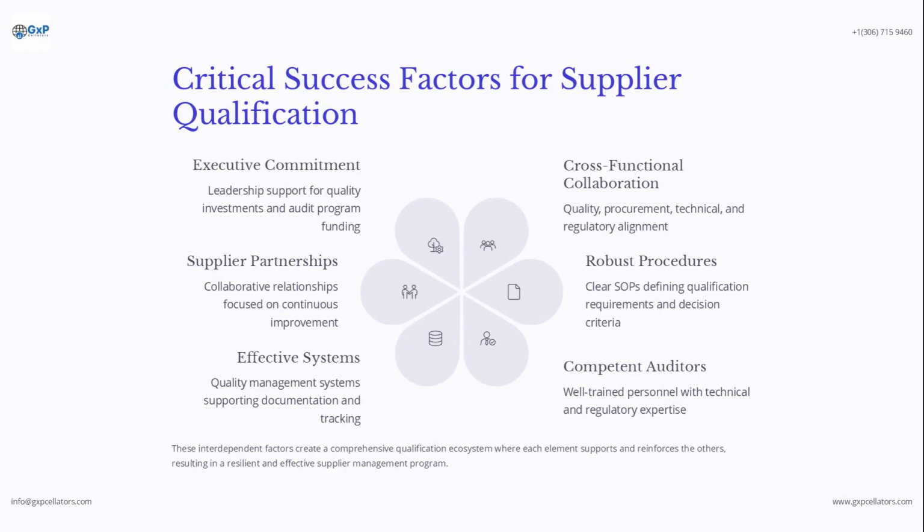Successful supplier qualification relies on executive commitment, cross-functional collaboration, and robust procedures. These factors create a comprehensive ecosystem that supports continuous improvement and effective supplier management.